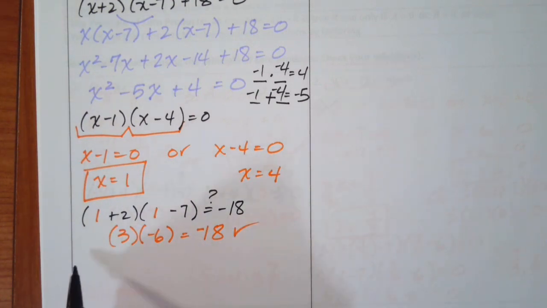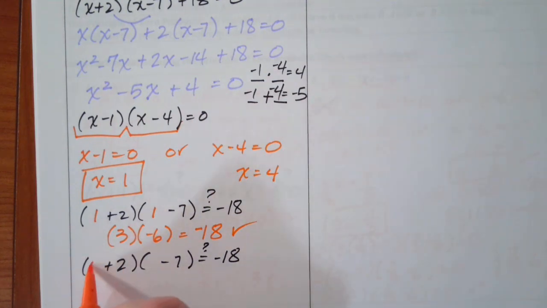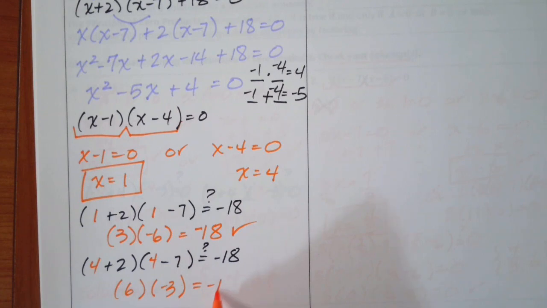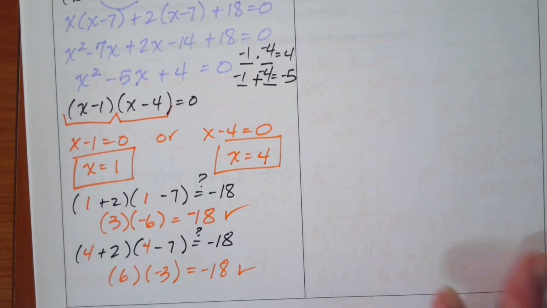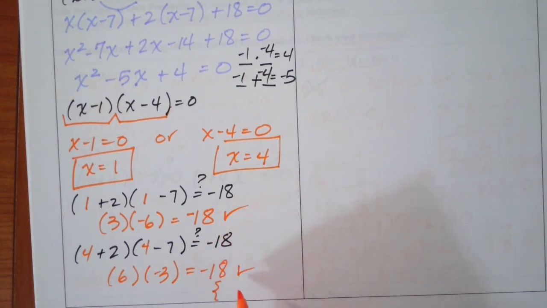I'm going to do the same thing with 4. So 4 plus 2 times 4 minus 7 gives me 6 times negative 3 equals negative 18. It does. So there's my other solution. So my solution set is 1, 4.